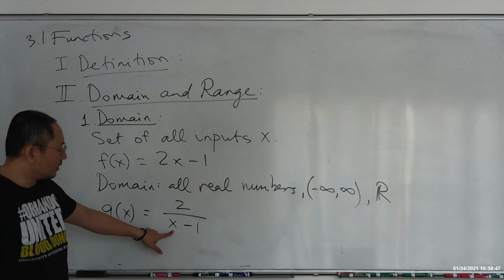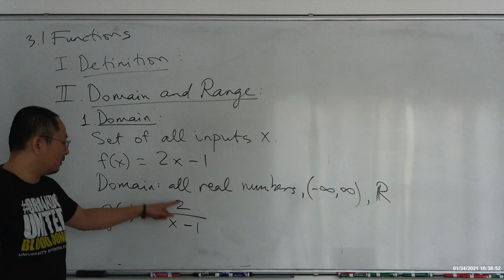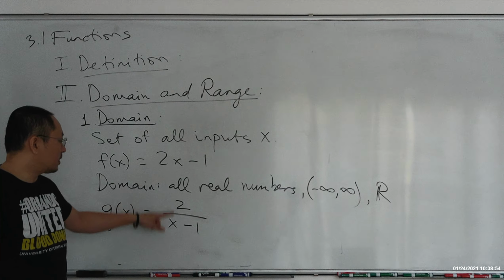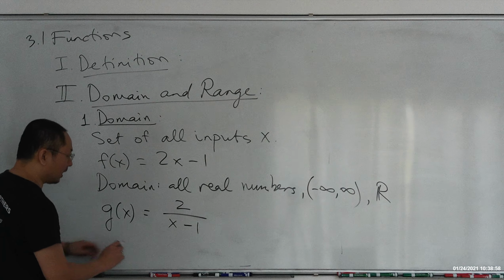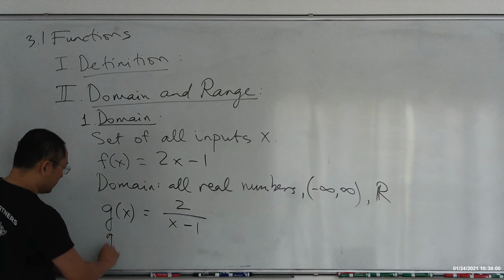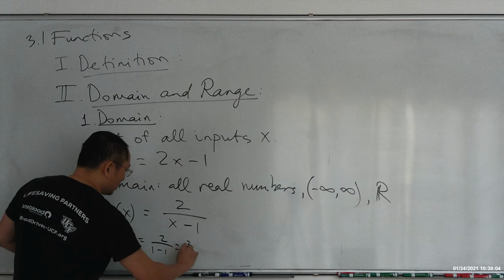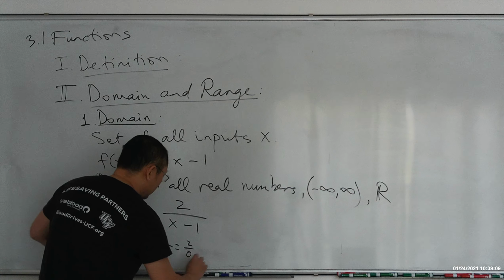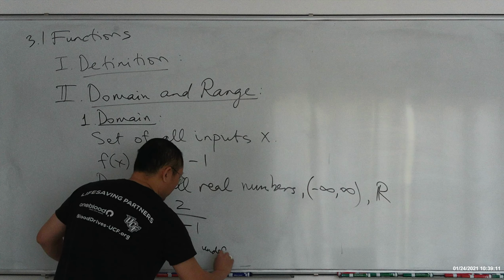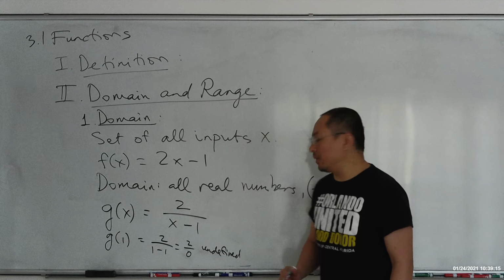Because when you get x equal to 1, then what? 1 minus 1 equals 0. The fraction becomes 2 over 0, which is undefined. So if I plug in 1, see what I got? G of 1 is going to be 2 over 1 minus 1, equal to 2 over 0. 2 over 0 is undefined. Okay? So you can technically plug in any real number except for 1.